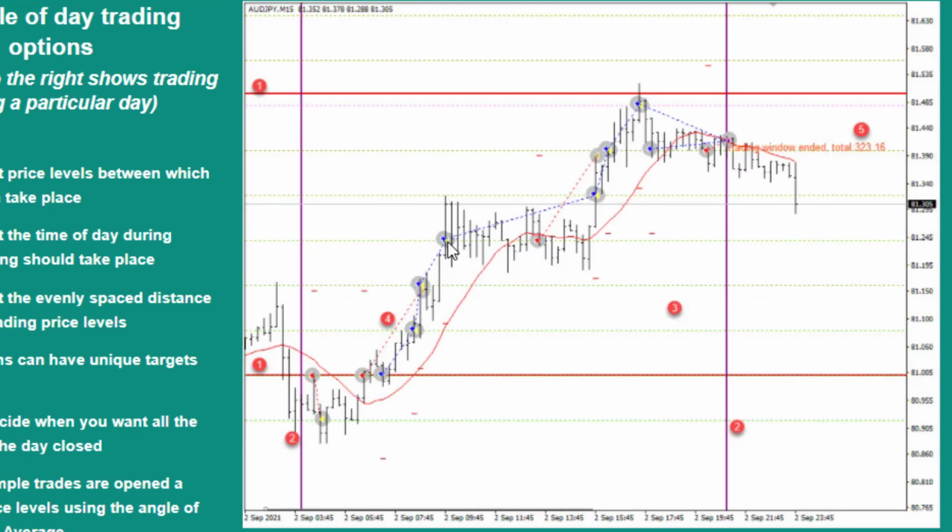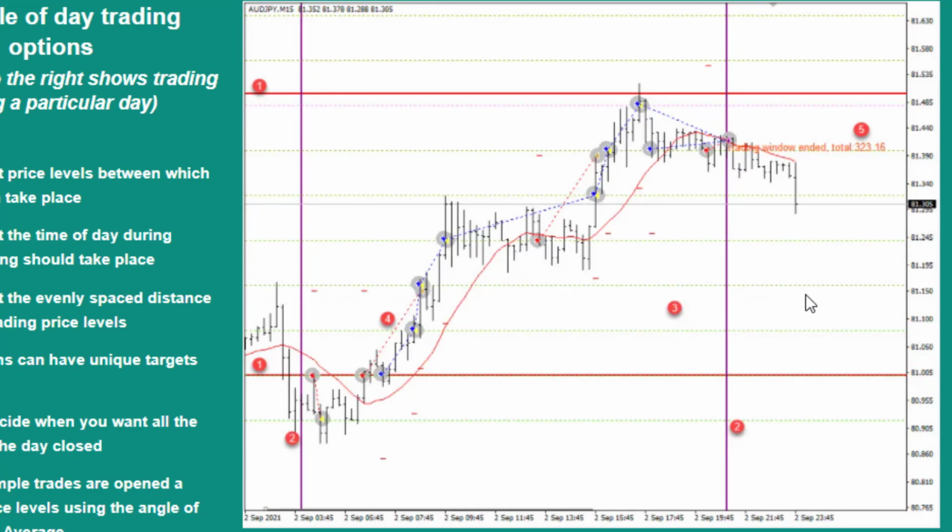So you can see there's an entry there, entry there, entry on that green line, entry on that green. So entries only take place on evenly spaced price levels. As I've mentioned earlier, all transactions can have their own stops and their own targets, and you can decide when you want your deals to be closed.